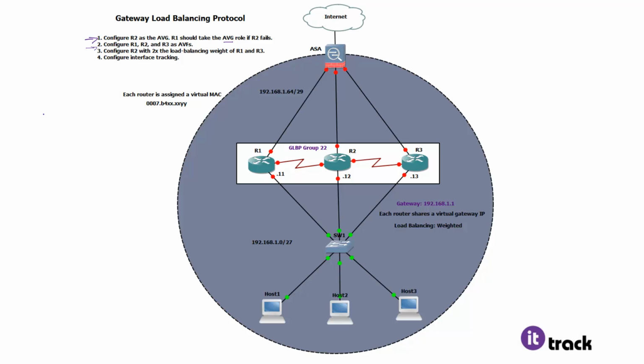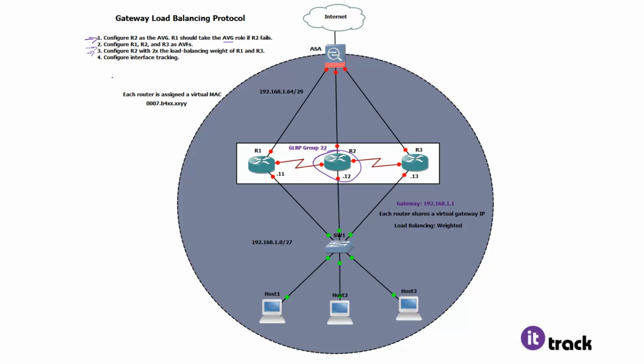We're going to configure R2 with the load balancing weight, which will be twice that of R1 and R3. He's going to handle twice as many ARP requests because, well, that's just the way I want to do it. And this is really subjective, right? I mean, depending on your network, it doesn't have to be twice as much. It could be 1.5, it can be whatever. It just depends on your link speeds, how your network is set up, and all that kind of stuff.